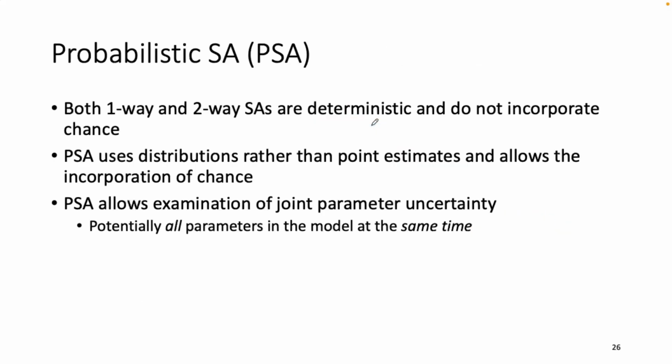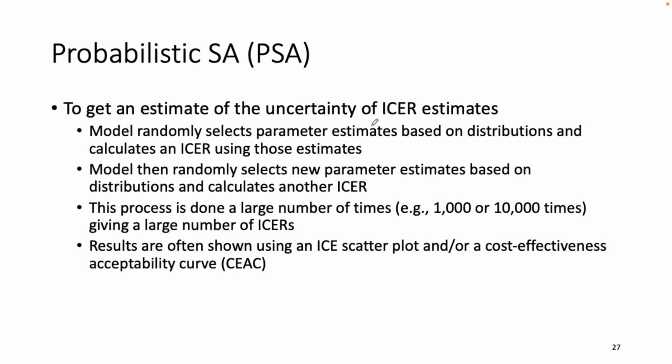And that brings us to probabilistic sensitivity analysis, which I think is really fun. Now we're looking at joint uncertainty across all the variables in the model. And I think these are some of the most important analyses that we do in cost effectiveness when we publish these papers. So we're going to vary every parameter at the same time. And now we're going to allow chance. We're rolling dice, we're flipping coins, and we're going to see what happens when we do that. And it allows us to start to get an estimate of the uncertainty around the ICER.